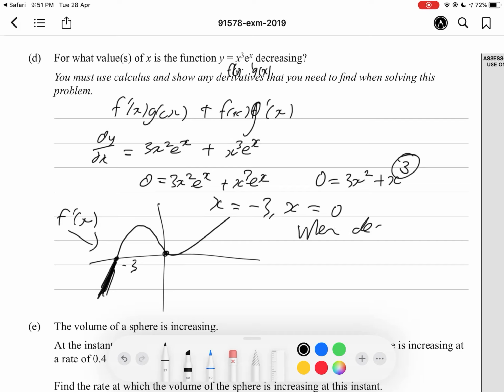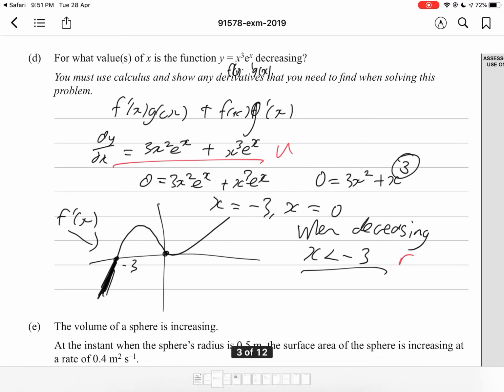So you can say when decreasing, x must be less than -3, because that's the only part of the cubic that's below the x-axis. Because this is the graph of f dash of x, it's the only part where the function is decreasing. That should be your final answer, and that should be a merit level question. To get an achieved, a correct derivative is all you need. So up to this step here will get you an achieved.